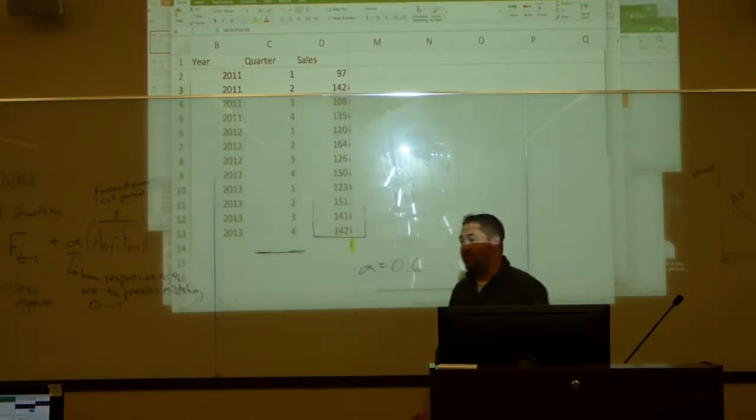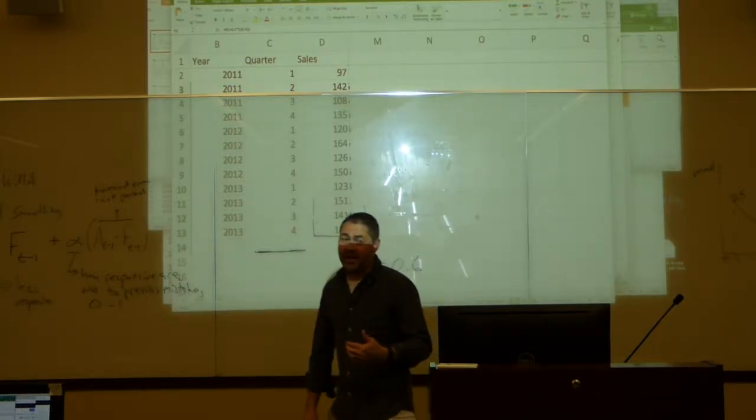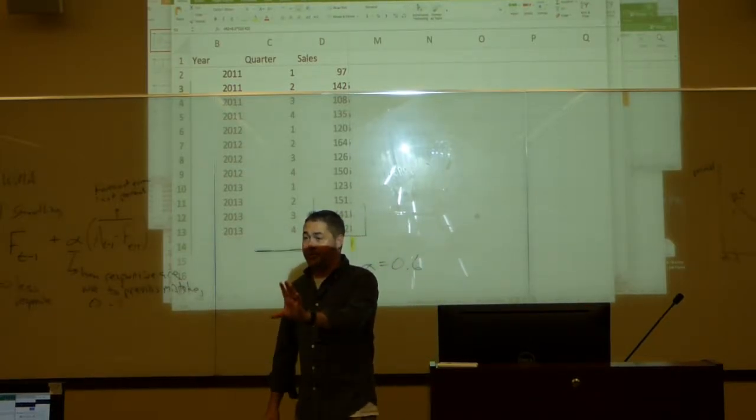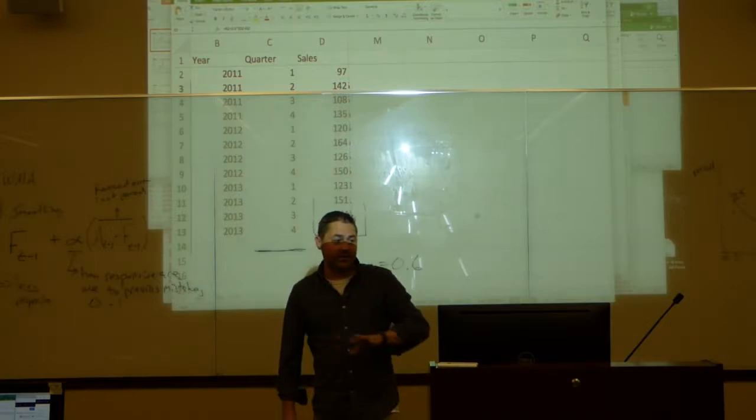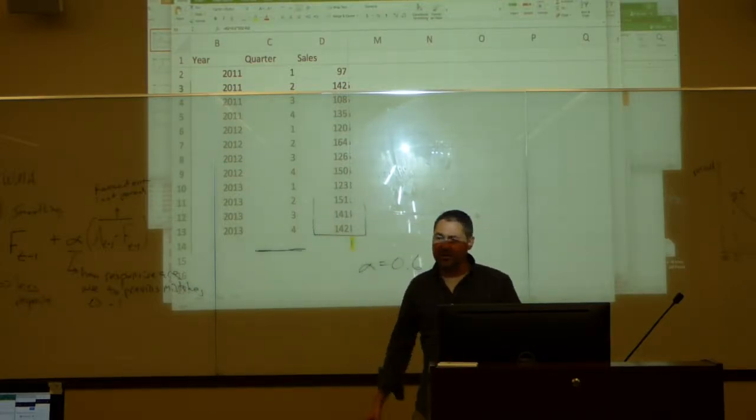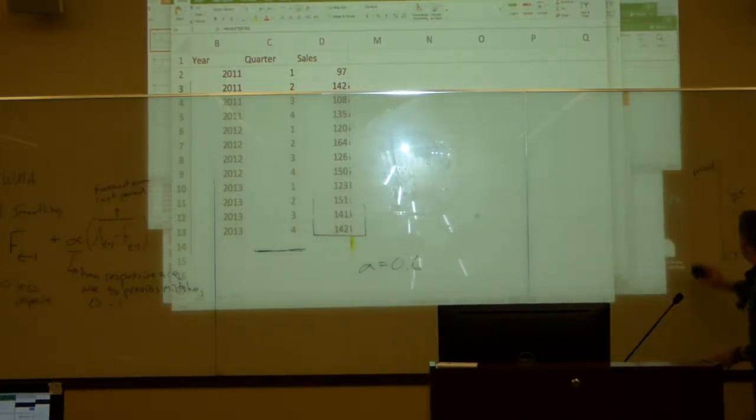So now we can incorporate one other type of exponential smoothing. We're down to two more. One more type of exponential smoothing and regression. And then we're good for all the new material. You guys should be sad.